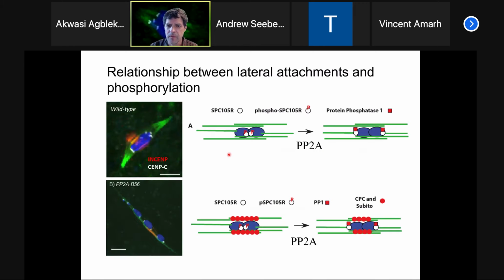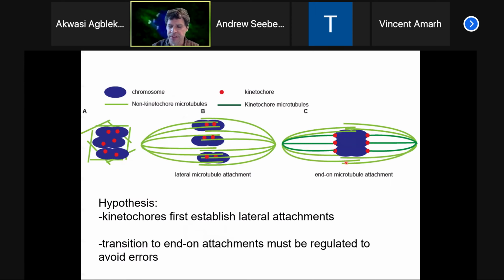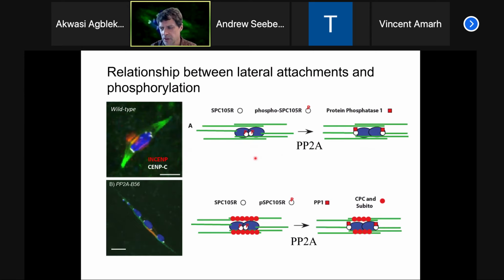So where PP2A comes in is, remember that in the absence of PP2A, you get only lateral attachments. So that tells us that the dephosphorylation reaction promotes end-on attachments. So this transition from lateral to end-on depends on the phosphatase. Or, said another way, when the kinetochores are phosphorylated, they make lateral attachments. That's what this model is showing: when kinetochores are doing lateral attachments, they are phosphorylated, and when they make end-on attachments, they are dephosphorylated.